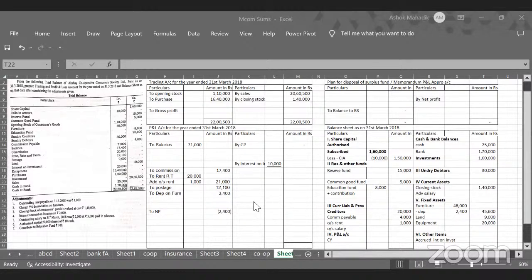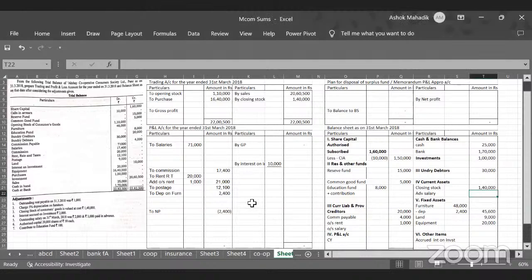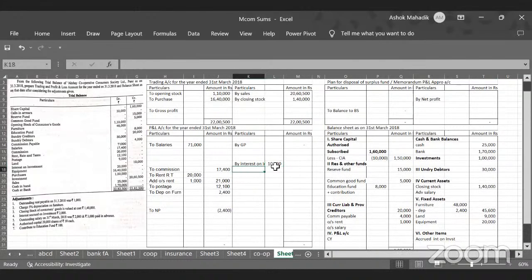Okay. So we are done with the third adjustment, closing stock. Okay, next is interest accrued on investment 2,000. So I'll add to income, add interest accrued, amount is 2,000. It will go to asset side, last item, interest accrued on investment 2,000.